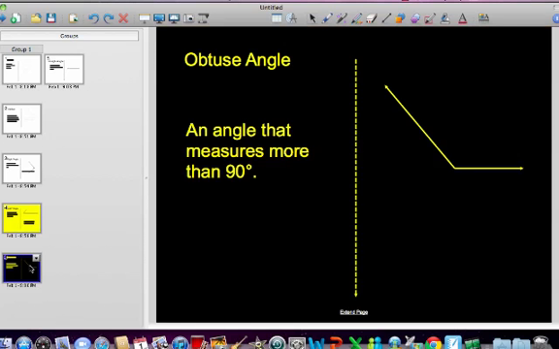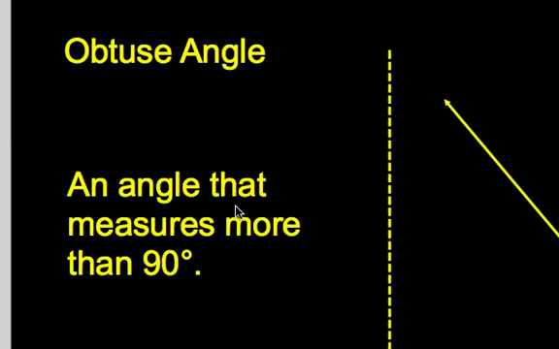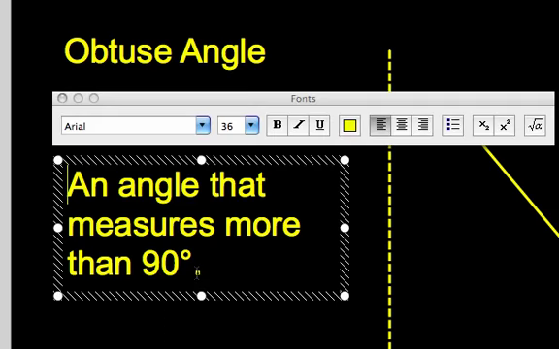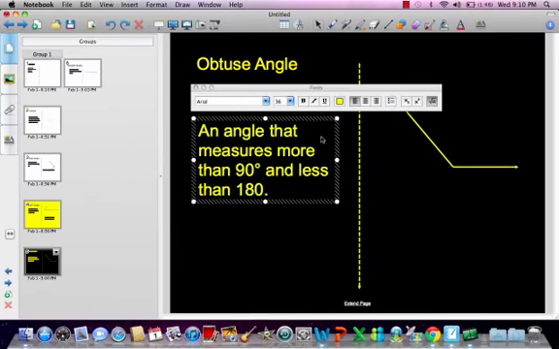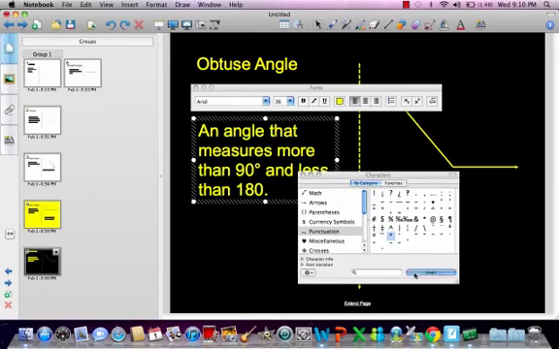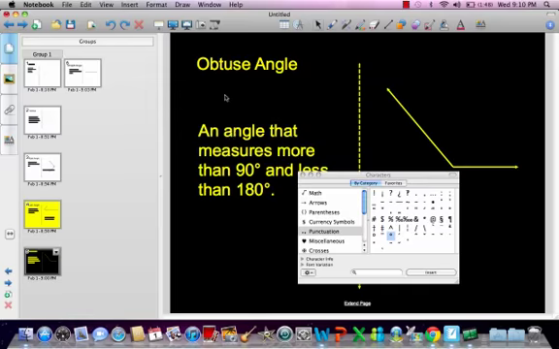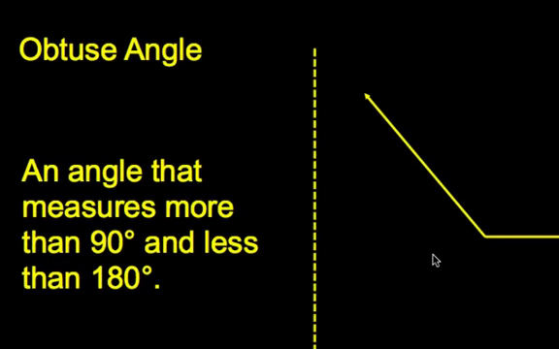So the next type of angle is an obtuse angle. That's an angle that measures more than 90 degrees, and I should add a part here, and less than 180 degrees. That's important to know because a lot of people do leave that off. It's going to be less than 180 degrees.